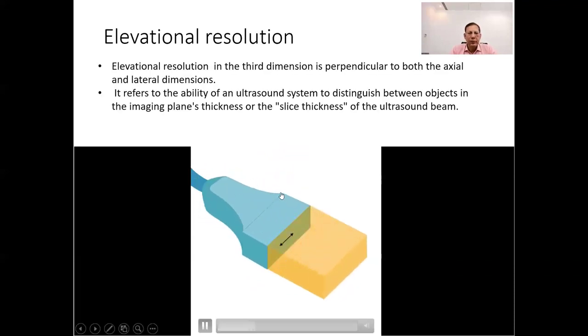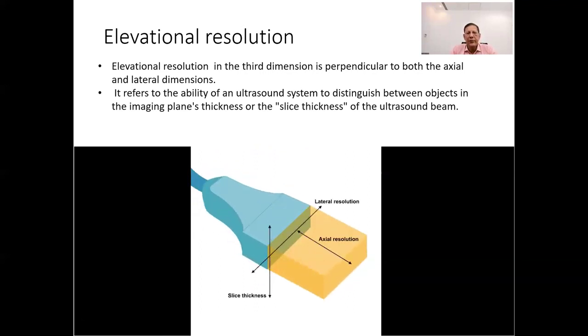Elevational resolution concerns the resolution in the third dimension, that is, the thickness of the imaging slice, which is perpendicular to both the axial and lateral dimensions. It refers to the ability of an ultrasound system to distinguish between two objects in the imaging plane's thickness, or the slice thickness of the ultrasound beam.